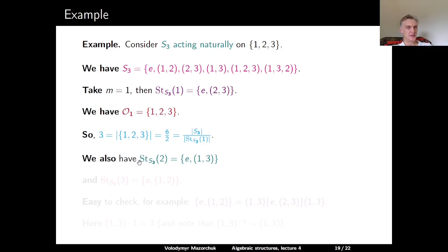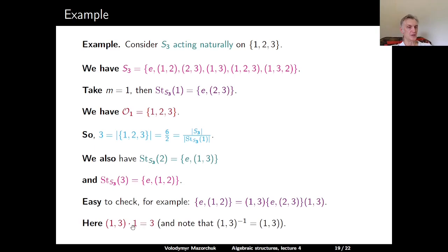And also, it is easy to see that the stabilizer of 2 consists of the identity and transposition 1, 3, and the stabilizer of 3 consists of the identity and the transposition 1, 2. And it's now easy to check that the stabilizer of 3 is equal to 1, 3 times the stabilizer of 1 times 1, 3. So here 1, 3 is an element which swaps 1 and 3, and this element has order 2, so the inverse equals this element. So that's an illustration of the first theorem.